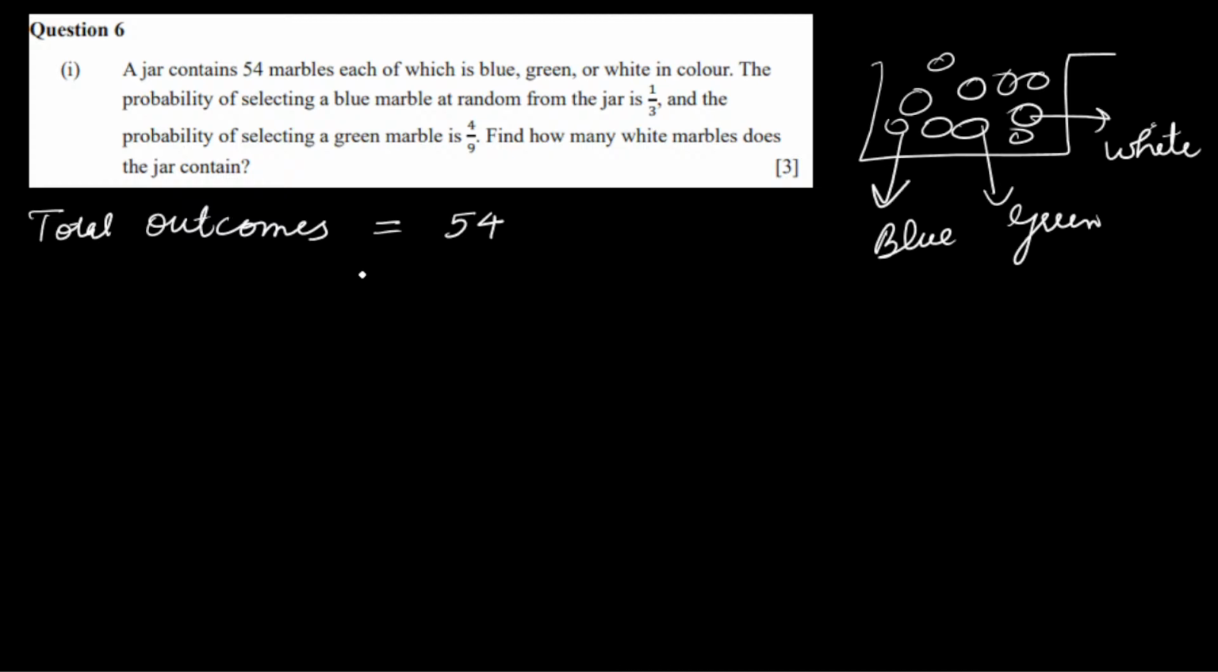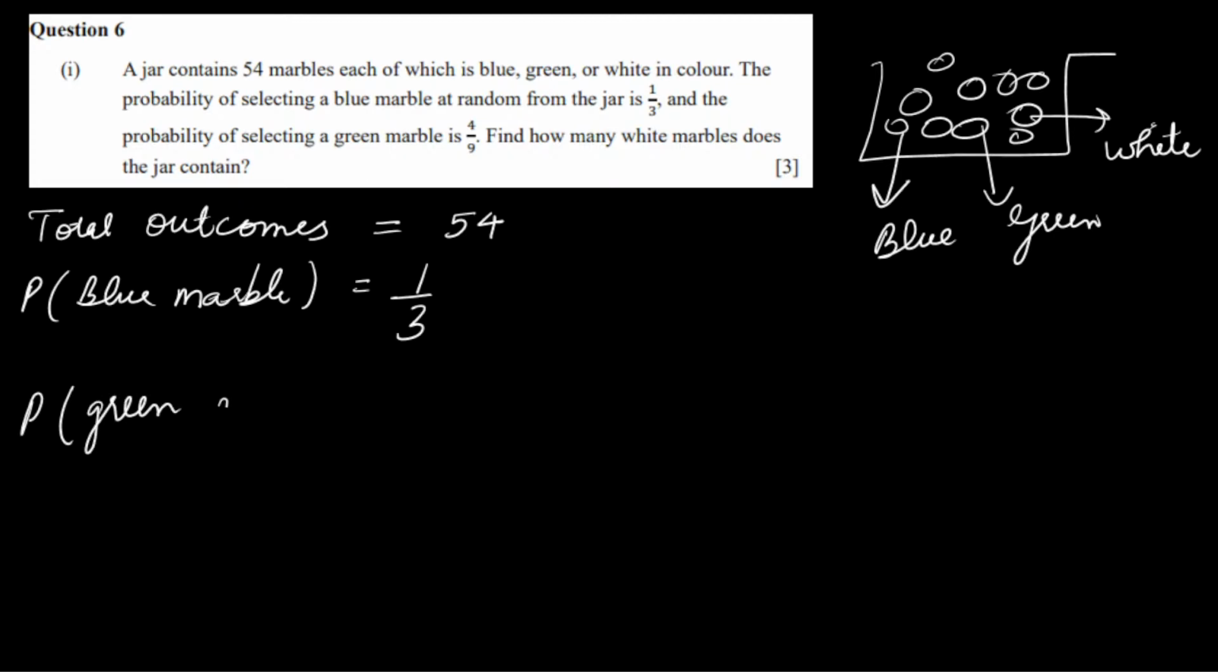Now the probability of selecting a blue marble is given to us. This is equal to 1 by 3. Given things we always have to write whenever we are attempting any question. The first thing we have to do is write the given things and what we have to find. Then the probability of a green marble is also given to us, and this is equal to 4 by 9.